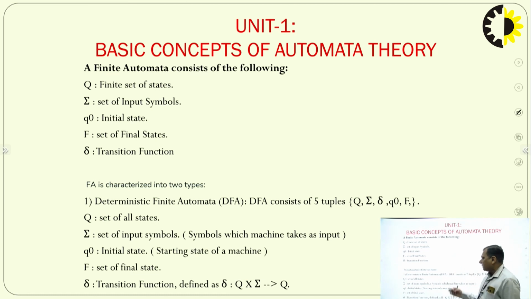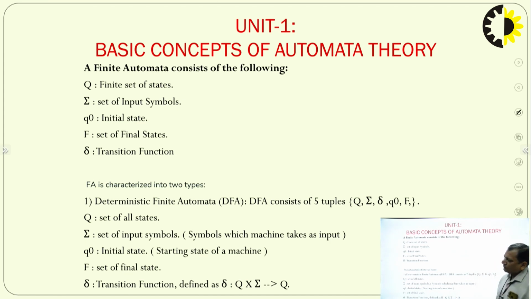So number 1 is the deterministic finite automata. It is also called as DFA. DFA consists of 5 tuples: Q, summation, delta, Q naught, F, and the tuples are same. Q is the set of all states, summation is the set of input symbols, Q naught is the initial state, F is the set of final states, and delta is the transition function. So here we have to define the delta over there, that is Q into summation tends to Q. It means when we apply some input symbol on some state, we will have some unique state Q.